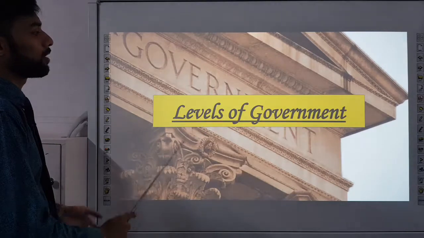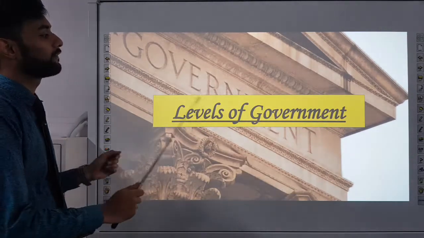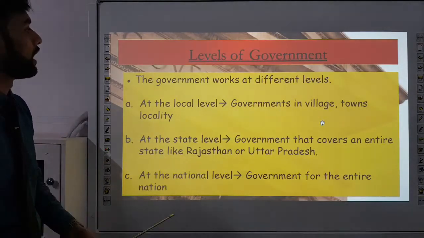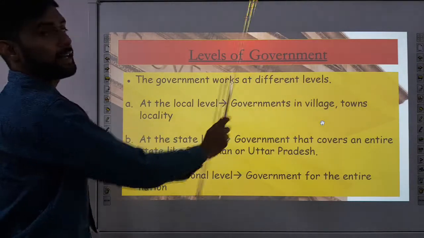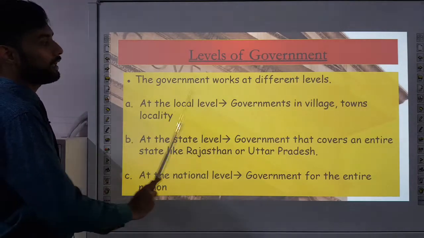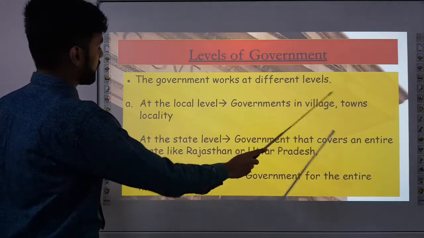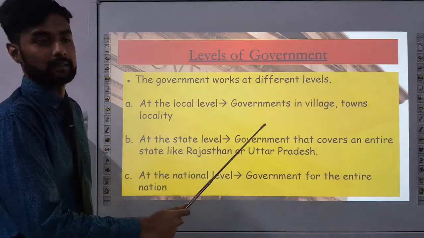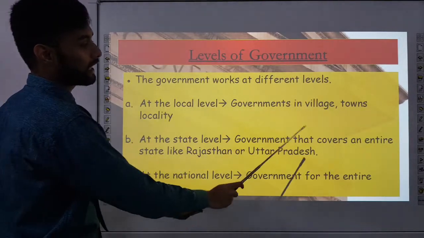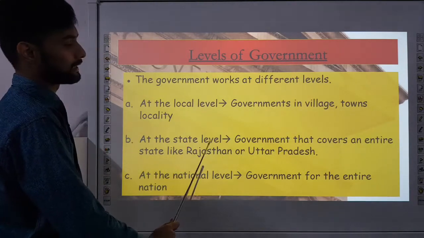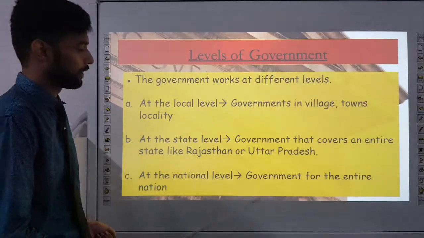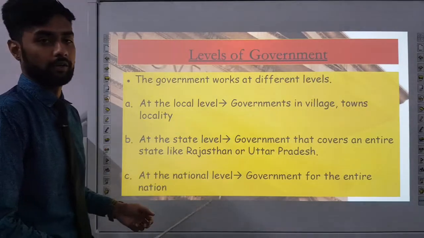Children, now let's learn about the levels of government. Means there are different levels of government in which they work. Now, the government works at different levels. At the local level, we have governments in villages, towns and localities. Your panchayat raj, panchayat samiti, right? At the state level, we have governments that cover an entire state like Rajasthan or Uttar Pradesh. Means the different states have different state governments, okay? And different people look after them.